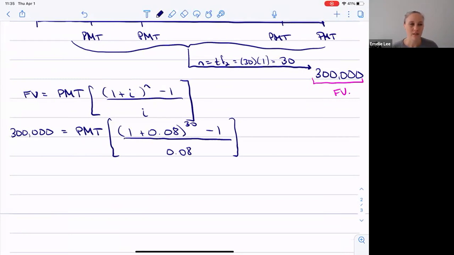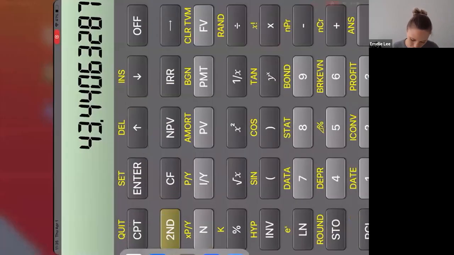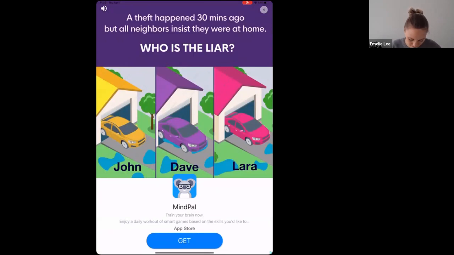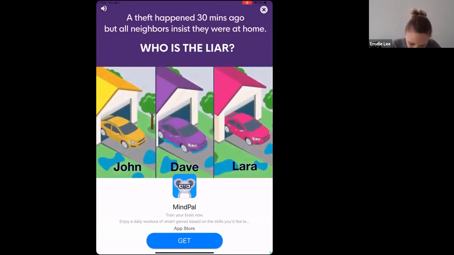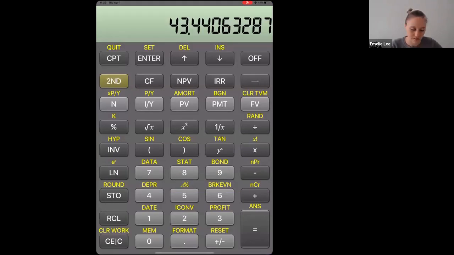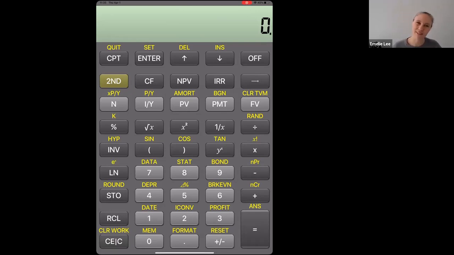So now I can simplify these big brackets, right? Let's go to our calculator here. Weird, I've never seen that one before. It makes me forget all the calculations I wanted to do. 1 plus 0.08 to the power of 30, minus 1, over 0.08. Here we go, that's what I'm doing. I don't know if it's right.